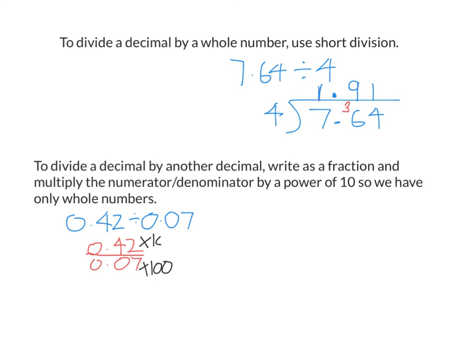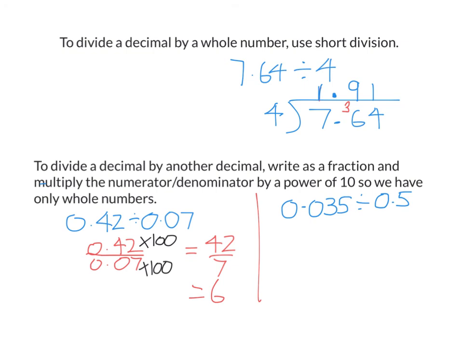by 100. So after multiplying by 100, 0.42 times 100 is 42. 0.07 times 100 is 7. Timesing by 100, I just move the decimal point 2 spots to the right. Now, 42 divided by 7, that's actually really easy. You know the answer to that is just 6. So that's our answer, and we're done. Let's look at one that's a little more tricky now. Let's say I have 0.035 divided by 0.5, a decimal divided by a decimal.